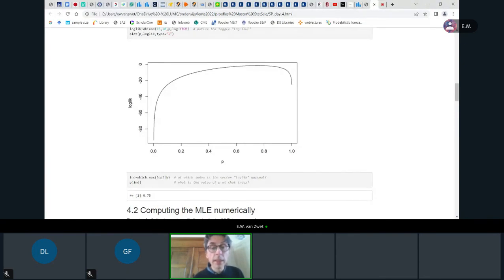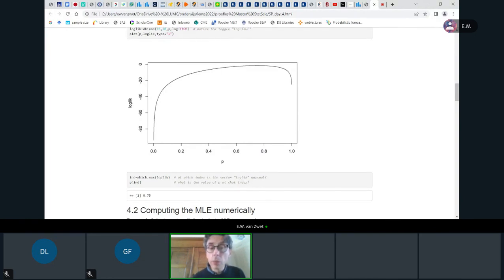Now, fortunately, there are faster ways to compute. The first one is to use the clever algorithms that are in R. Here I'm being very stupid. I'm just doing a grid search, as it's called. I make a grid of little values for p, and compute the log likelihood for all those values. But R has better methods for optimizing.